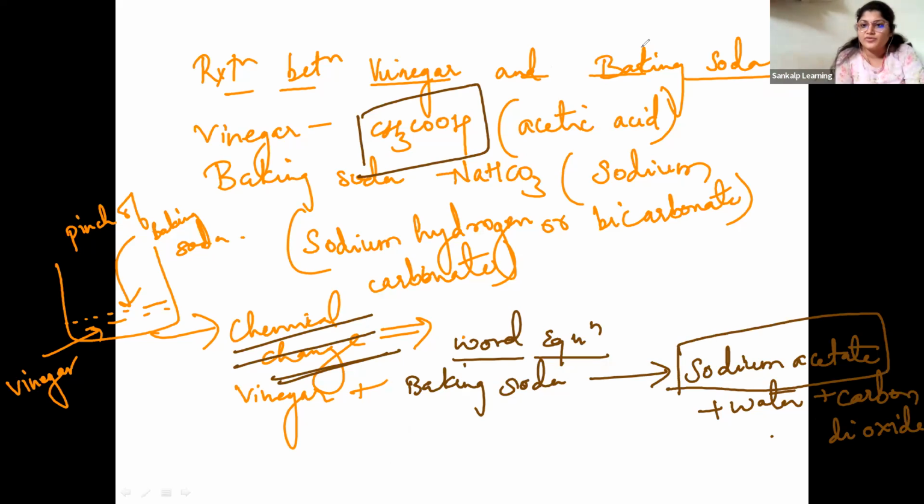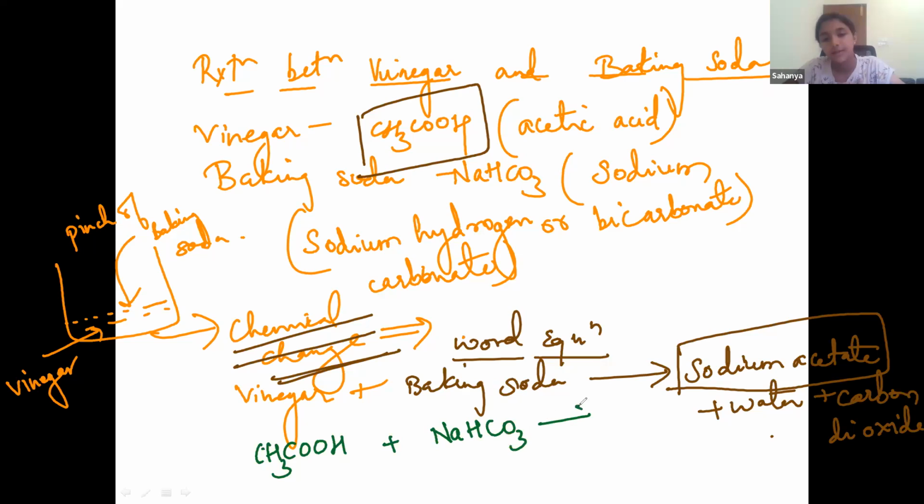So this was the word equation. Now we'll write it in the form of a chemical reaction. Acetic acid plus sodium hydrogen carbonate, giving you sodium acetate. How the reaction will take place: CH3COO minus is the negative part and H plus is the positive part. Na is the positive part and HCO3 is the negative part.